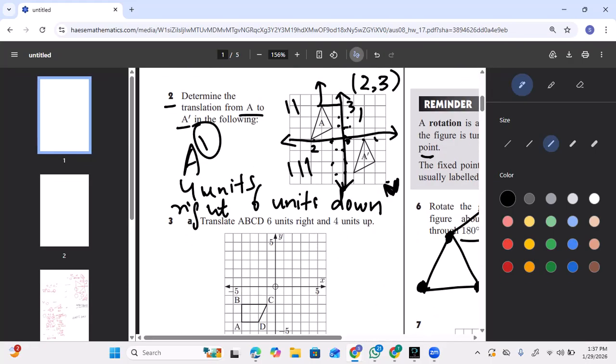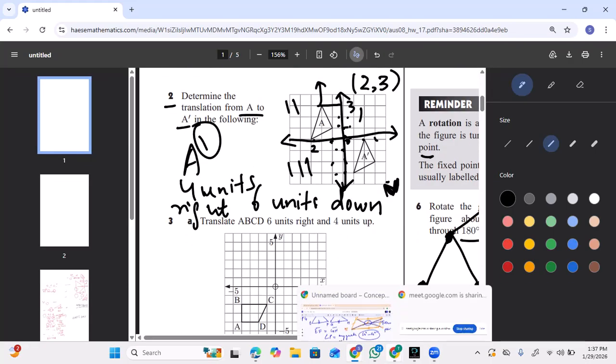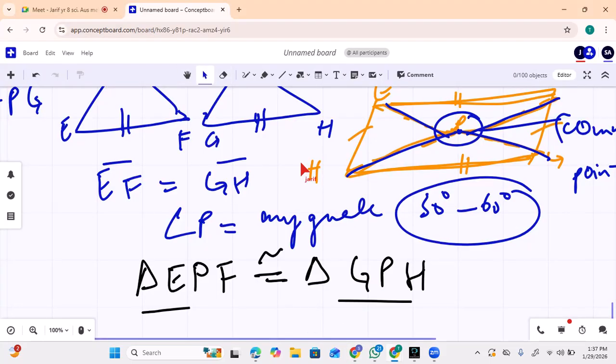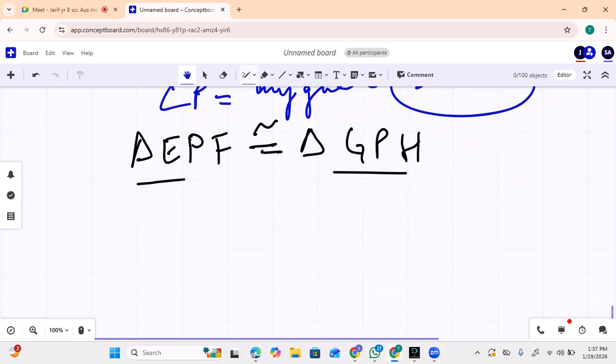Jennifer, do you know what a vertex is? Do you know what a vertex is? On the board, I'm writing the word. What is a vertex?